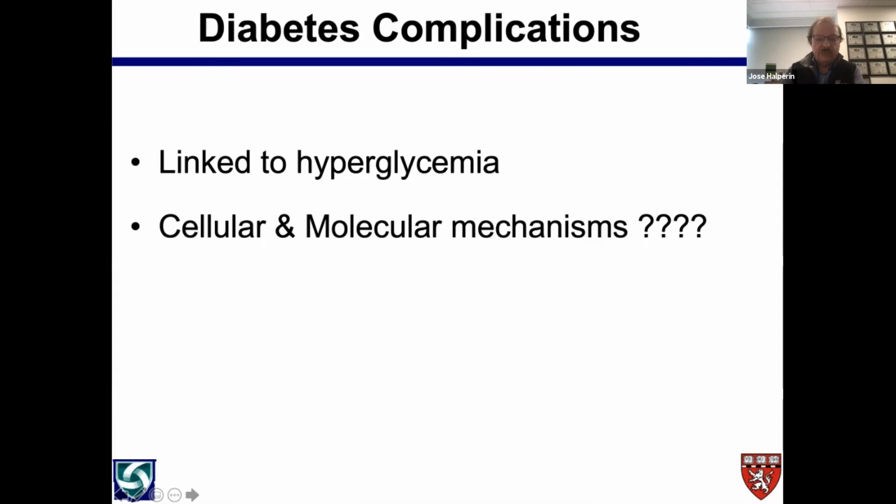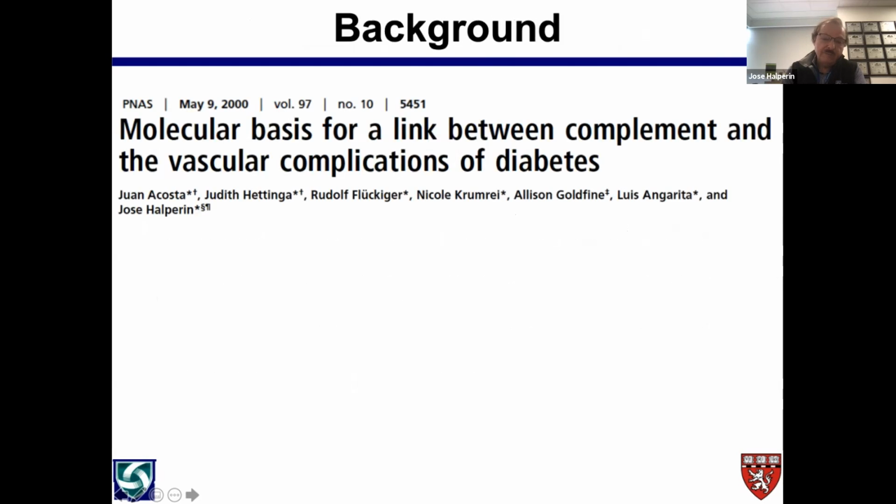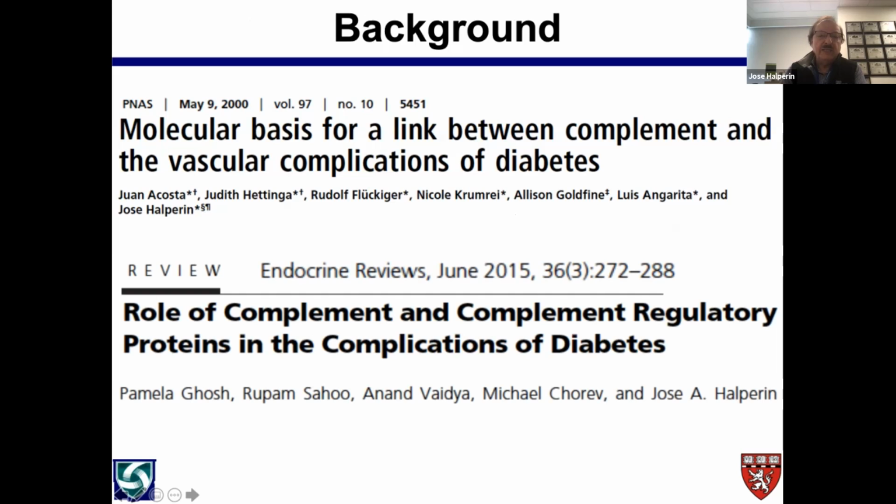But the actual cellular and molecular mechanisms by which high levels of glucose affect the target organs of complications, still today, are poorly understood. One reason for that is that there are no good animal models that recapitulate the complications of diabetes in the intensity and the combination seen in humans. So our lab over the past many years has established a link between the complement system and the complications of diabetes, published extensively, including a comprehensive review a couple of years ago in Endocrine Reviews.